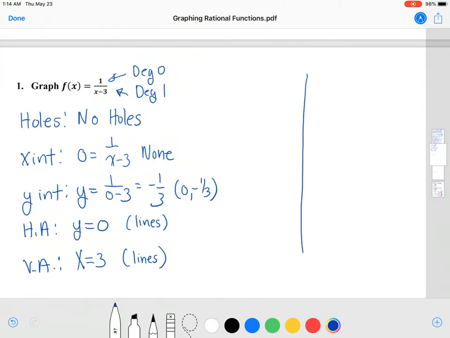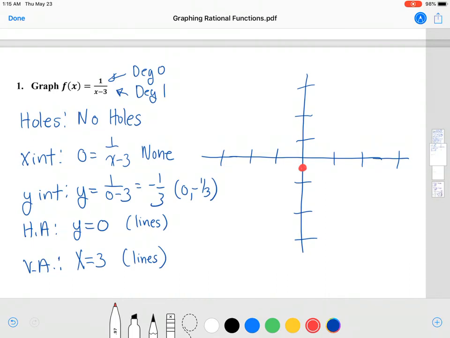Okay, so let's put this all together and graph it. Because there's no unusually large numbers here that we have to graph, I'm just going to make this a scale of 1 on both the y and the x-axis. So when I go through, I don't have any holes to draw. I don't have any x-intercepts to draw. I do have a y-intercept to draw at negative 1/3. So somewhere right about here, I know the function is going to pass through that point.